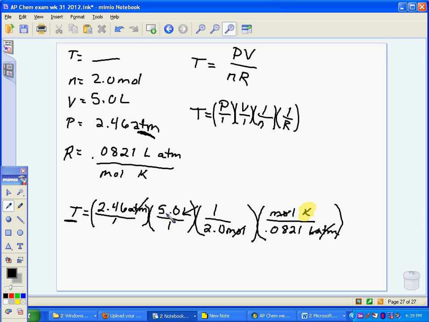Okay, so now all I'm going to do is input into my calculator 2.46 times 5 equals, and then I'm going to hit my divider sign, divided by 2, equals, and then I can hit my dividing sign again and equal. So the final answer should come out to be in the neighborhood of 75 Kelvin. Okay, remember, anytime you're using your calculator to multiply these, you'll multiply everything on the top, and then you'll just divide by the things that are on the bottom to get your final answer.